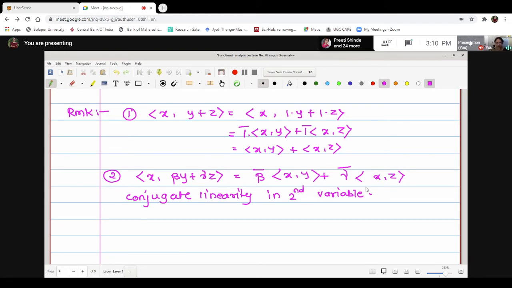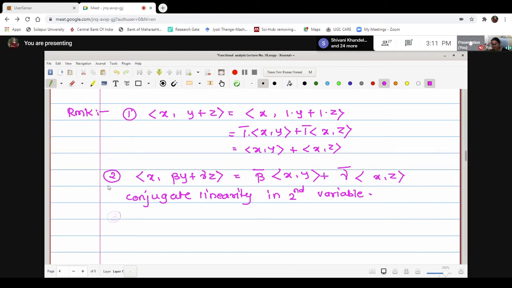Why does the word conjugate linearity occur? Because in linearity we are taking the scalars as they are out of the inner product, but here we are taking the scalars with their conjugates. That is, this scalar beta is taken out with a conjugate. This scalar gamma is taken out with its conjugate, as both the scalars are involved in the second variable. That's why the name of this property is conjugate linearity in the second variable.